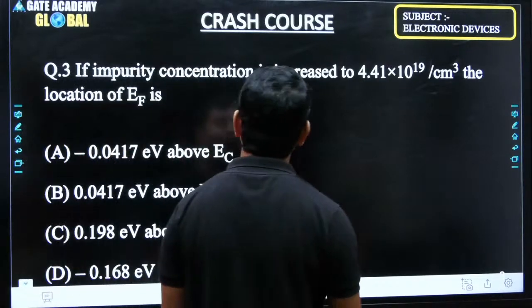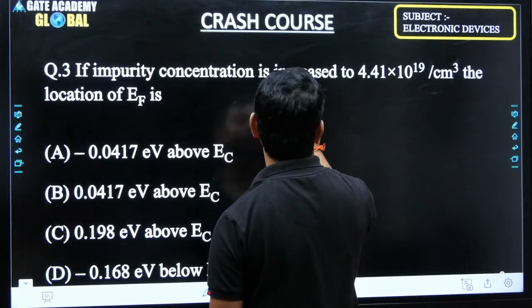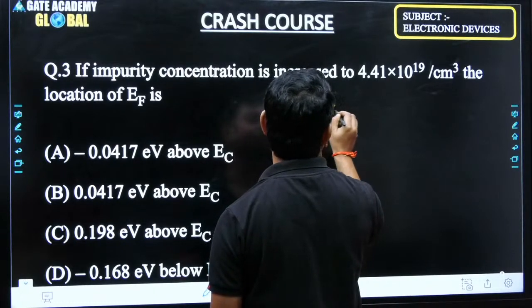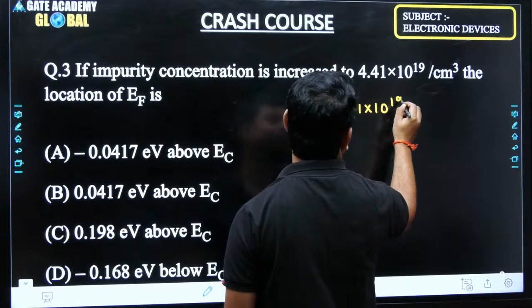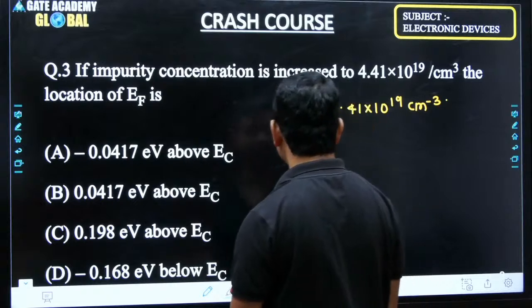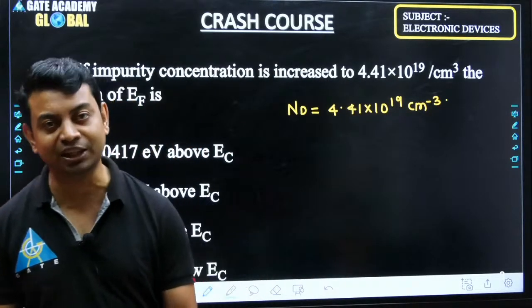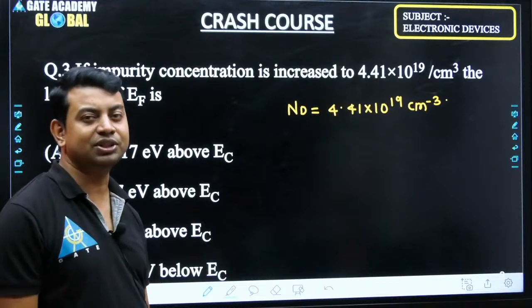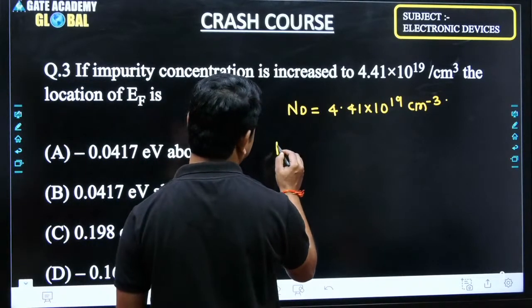So if impurity concentration is increased to 4.41, that means we now have ND equal to 4.41 into 10 to the power of 19 per centimeter cube. Previously, what was the concentration? The concentration was 4.41 into 10 to the power of 14 per centimeter cube. That means the concentration has been increased. Then what will be the location of Fermi energy level?